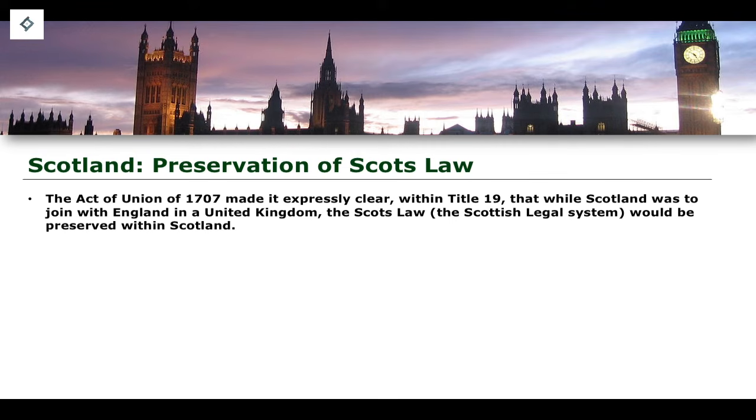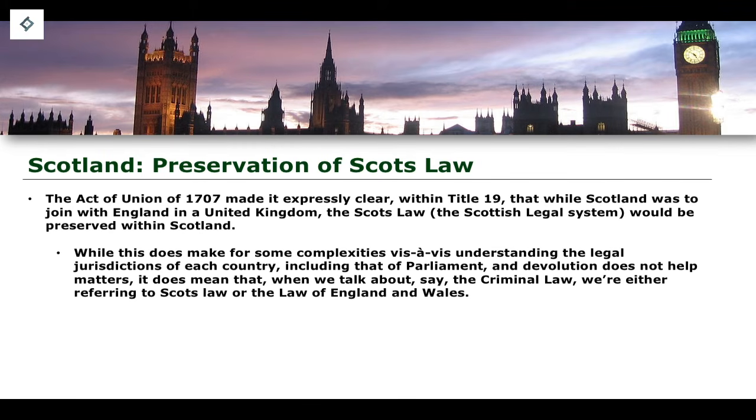Now, what this essentially means for students of English law, and students of law from any jurisdiction in this region, is that it does make for some complexities. Because while it is true that Parliament, in creating legislation, creates legislation which binds Scotland, the development of case law and the common law in England is separate to that of Scots law in Scotland.